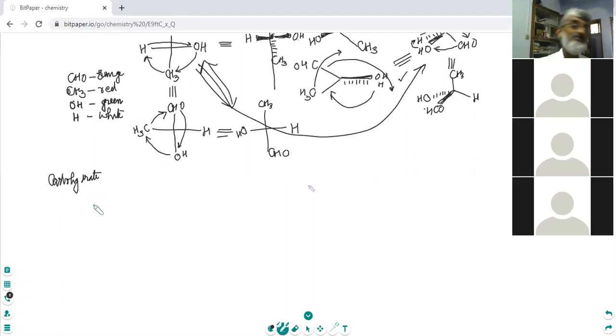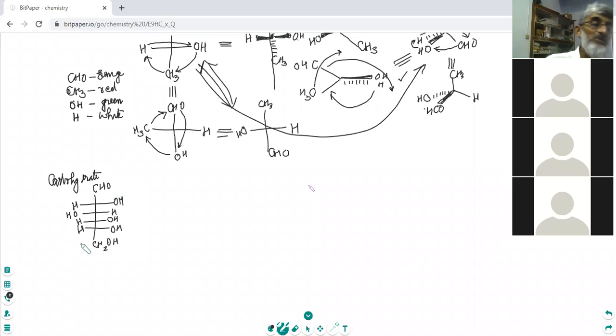You are in second year, you must be knowing the structure of glucose. Or you are going to come across this structure so many times. H, OH, OH, H, H. Here is the structure of glucose. Okay, see this? This is a Fischer projection of glucose.